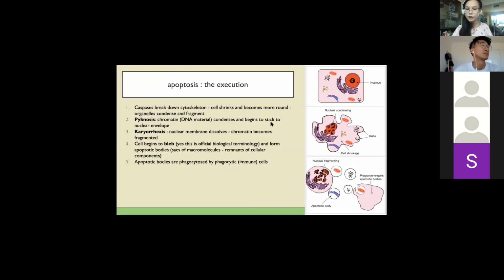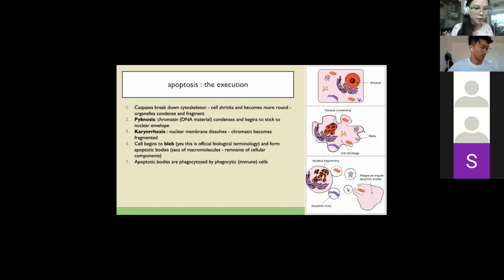So the actual execution: the chromatin and DNA are condensing, the nuclear membrane dissolves, and all the DNA becomes fragmented into little sections. The cells begin to bleb, forming little sacs of cellular material, and these sacs are then phagocytosed by immune cells, which cleans up the cellular debris. It breaks down all of the cellular material within the blebs, and then reuses or recycles it for other purposes.